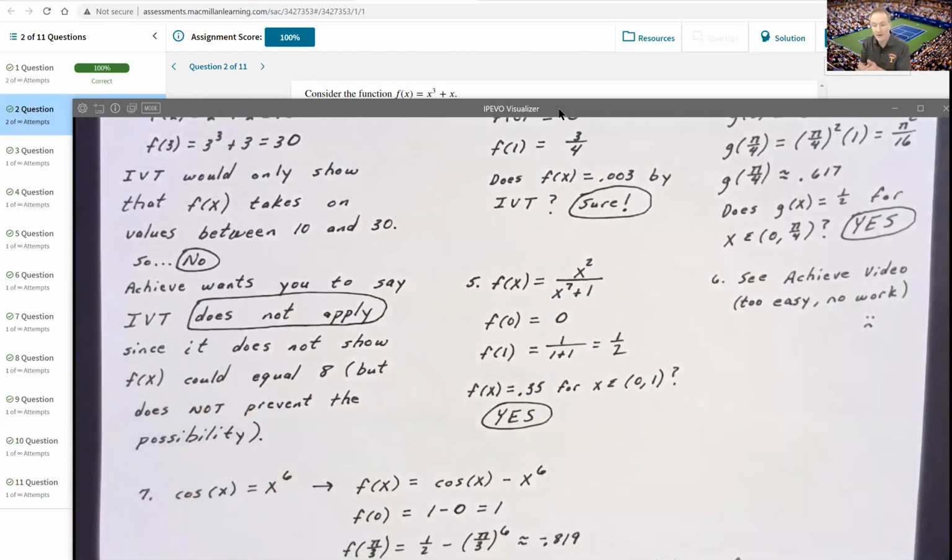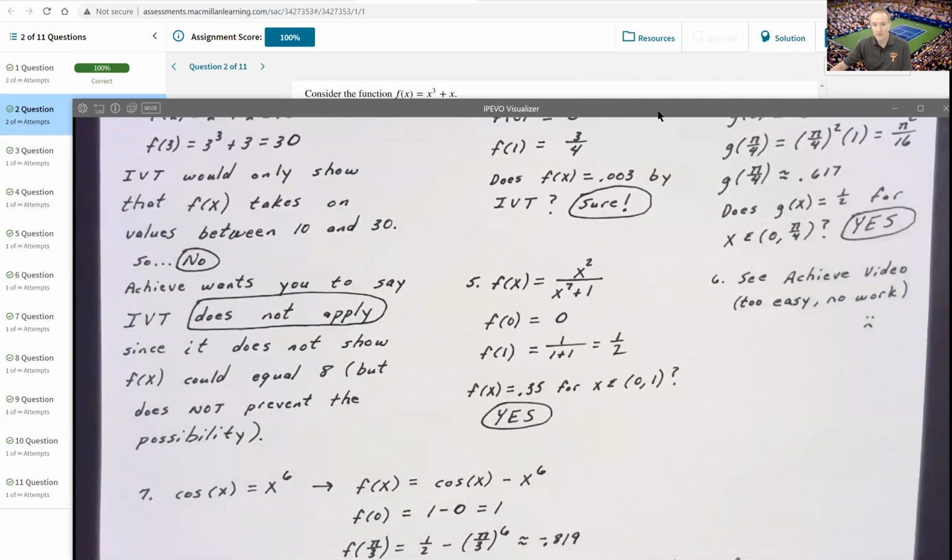All the intermediate value theorem would say is that for any y value in between 10 and 30, hey, there's a corresponding x value between 2 and 3. It has to happen because of the continuity of the function. Okay, so we're saying the intermediate value theorem wouldn't preclude that the function could equal 8, but it certainly doesn't show it.